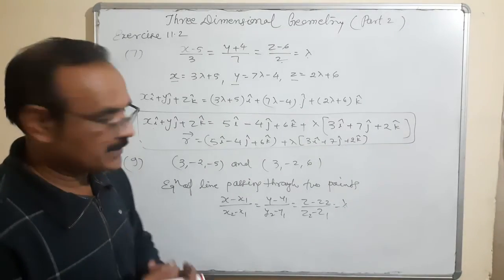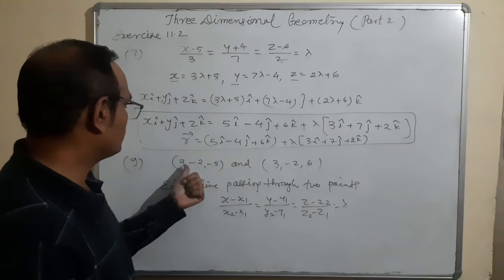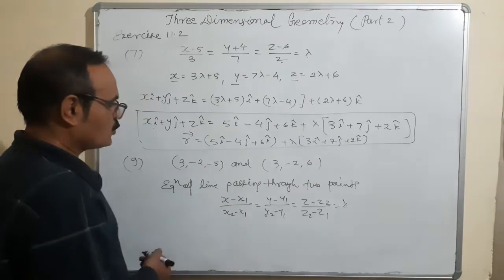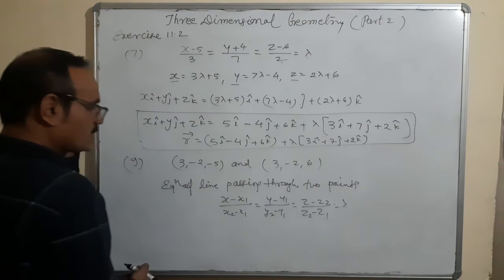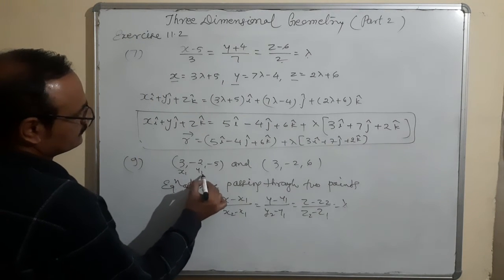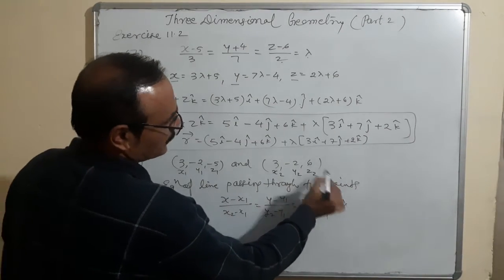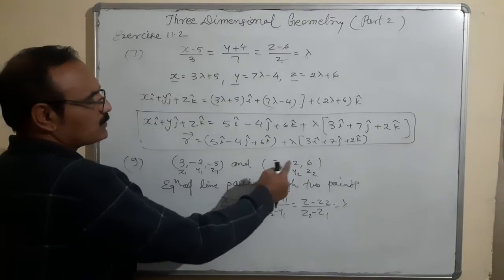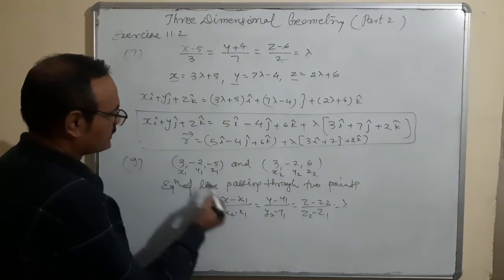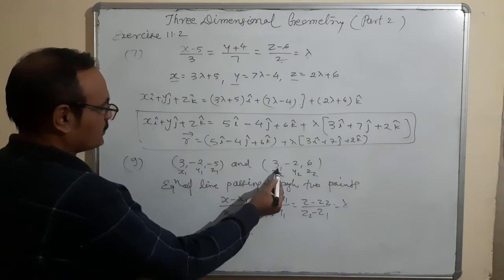So we have two options. We can put in place of x1, y1, z1 either these three points or these 3 points. Okay. So not to worry about that. We are taking, suppose this is x1, y1, z1 and this is x2, y2 and z2. Anything can be taken. Okay. x minus x1, so it is x minus 3 upon x2 minus x1, 3 minus 3.